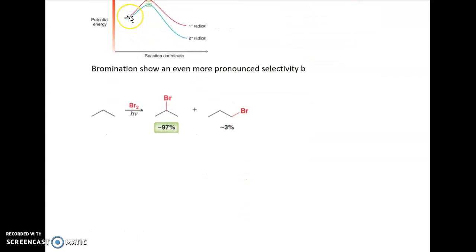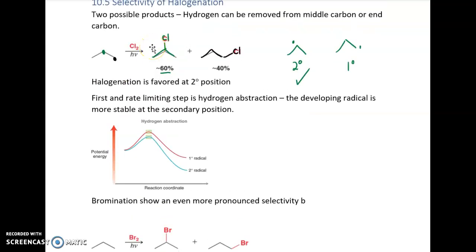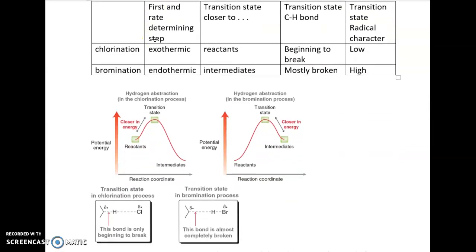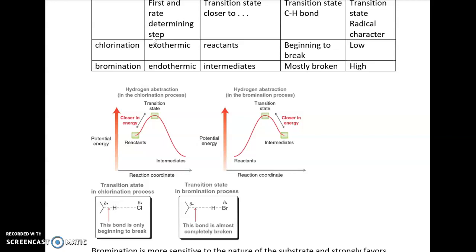We look at bromination, we see that instead of being, what did we say up here, 60-40, we've got 97% at the secondary position. So why the difference? Okay, so let's first look at these diagrams. We've got potential energy on this axis and the reaction coordinate. This first one is the chlorination. And you can see the reactants are here. This is our transition state. And this is just the initial step. This is the first step.